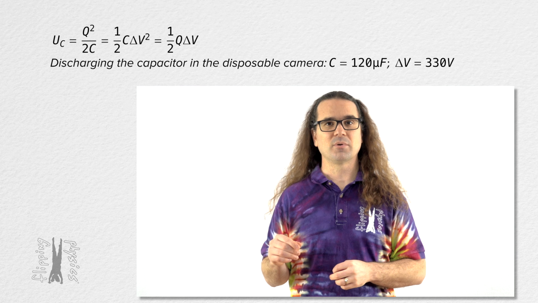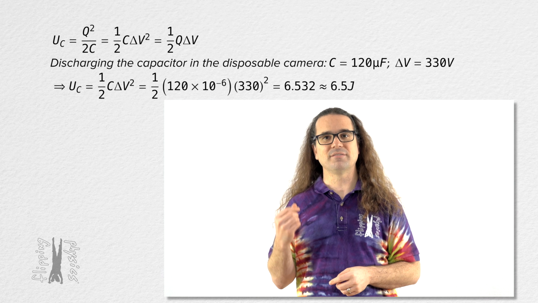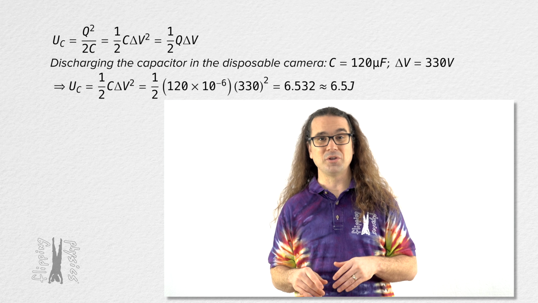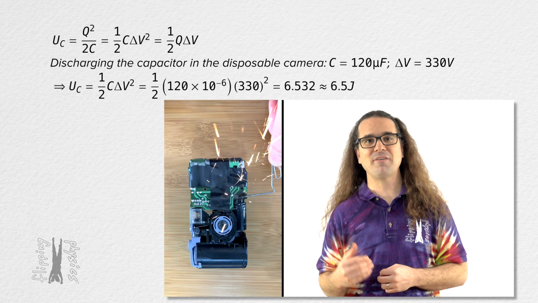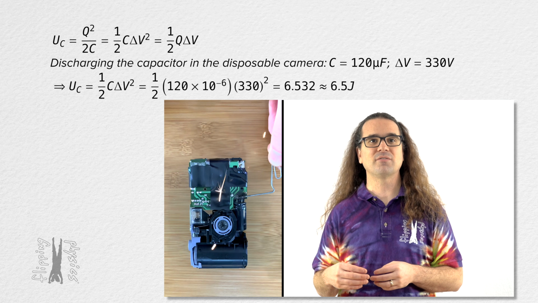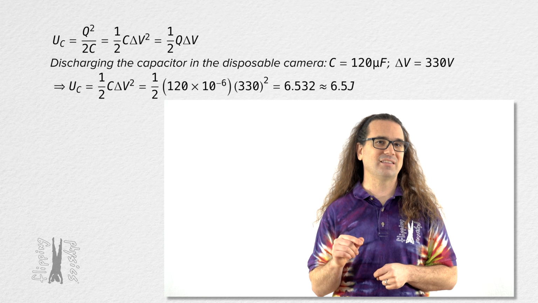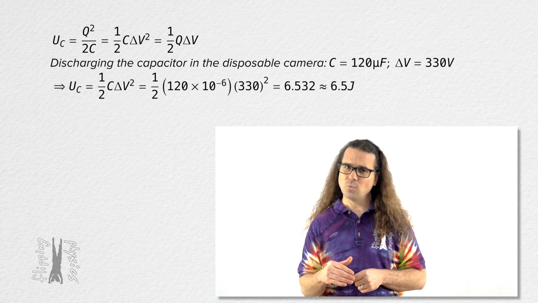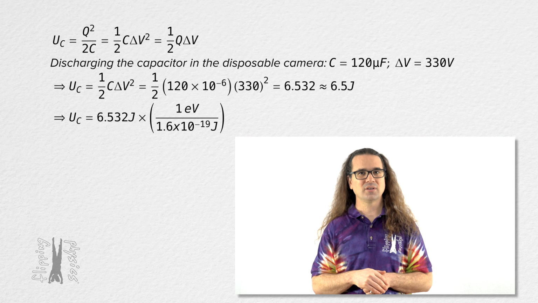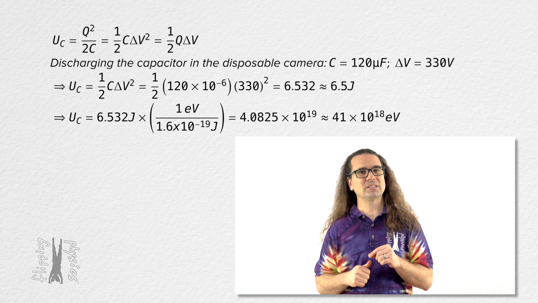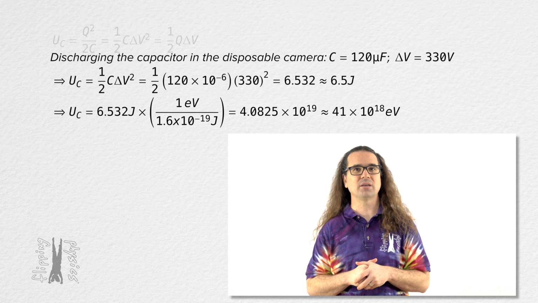Now that we have those numbers, we can calculate the energy stored in the capacitor to be roughly 6.5 joules. That means when you see this spark, you are seeing roughly 6.5 joules of electric potential energy being converted to light and heat energy. But let's take a moment to convert that to electron volts. We know 1 electron volt equals 1.6 times 10 to the negative 19 joules. That means this is roughly 41 times 10 to the 18th electron volts of electric potential energy being released.